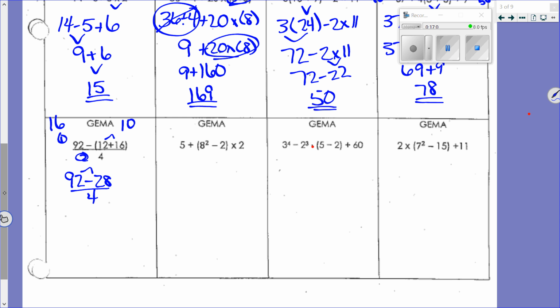That's why it's critical that you understand the division bar is actually a grouping symbol. So I have to finish everything on top before I go to the bottom. So 92 minus 28 gave me 64. At this point, now it's just a division symbol. So 64 divided by 4 gives me 16. So you guys did well on that one. Okay, our next one. Go ahead.